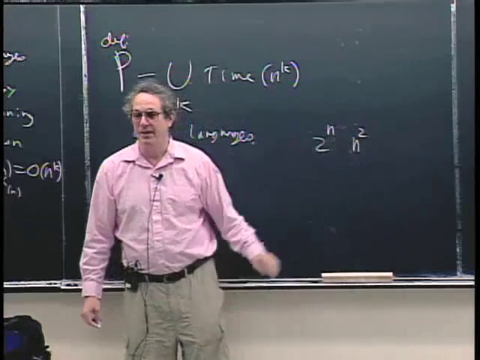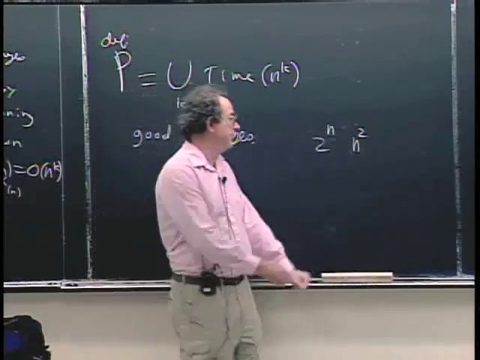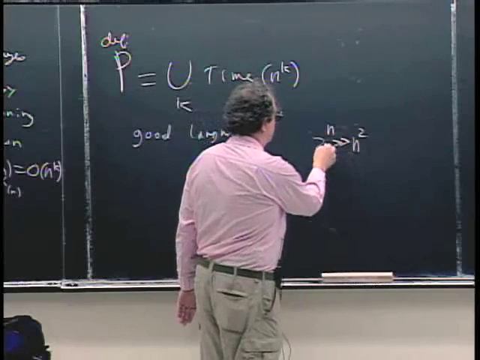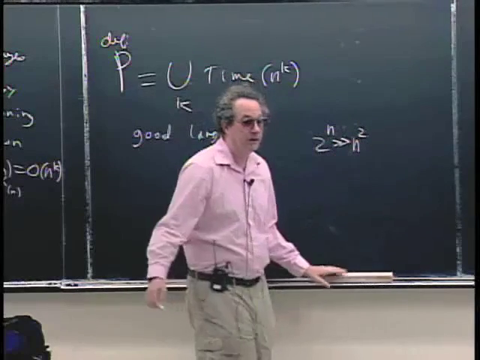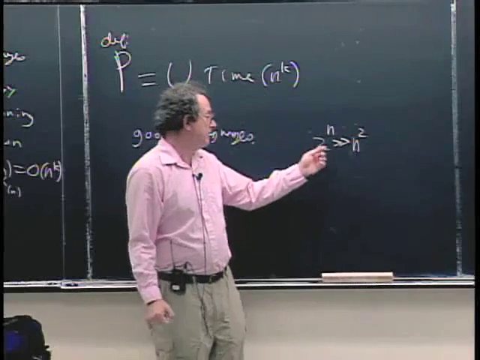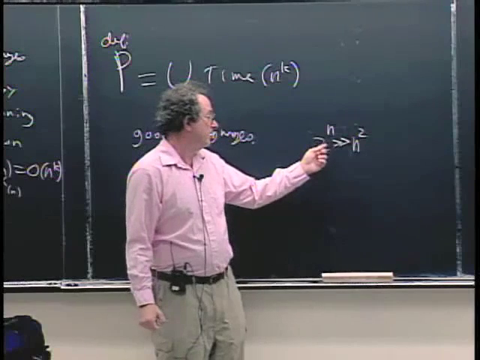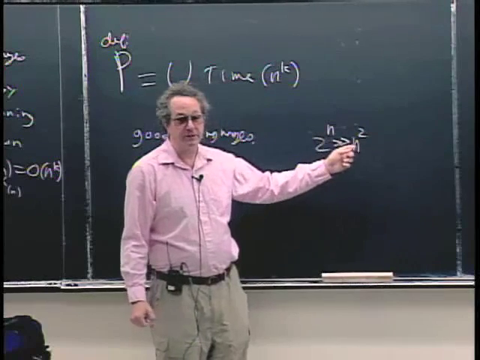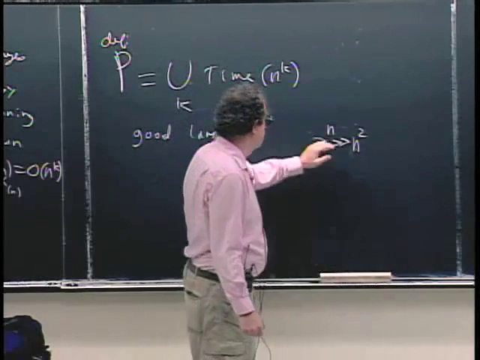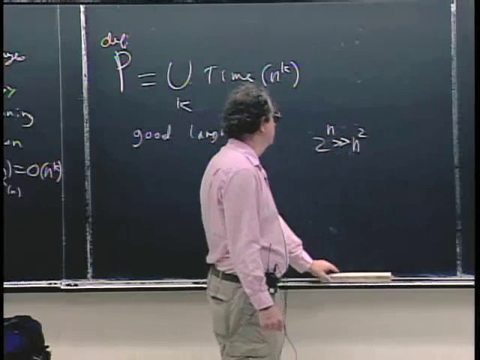What's the big deal? These are very, very different functions. This one grows much faster than that. Although, as we discussed last time, for small values of n, they don't look that different. But this is an exponential function. This is a polynomial function.